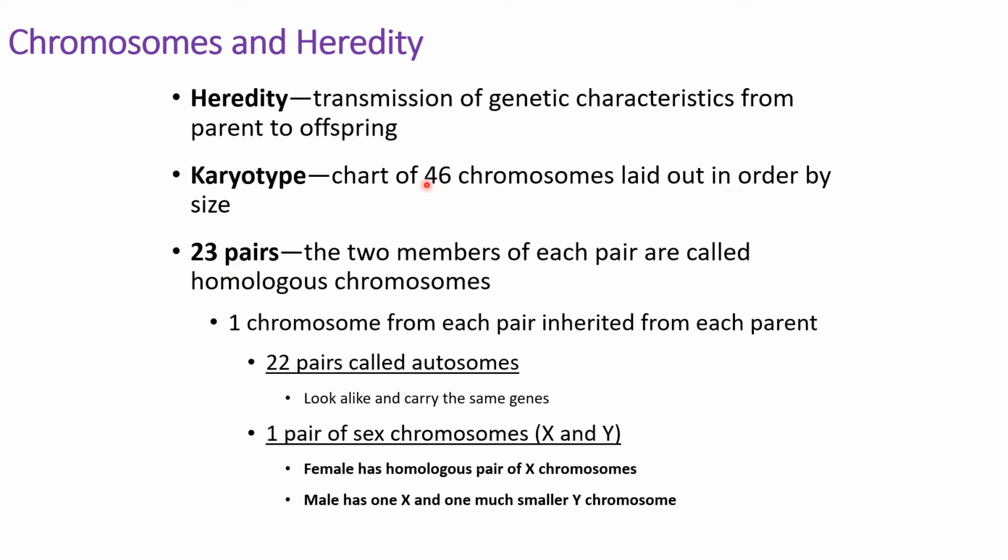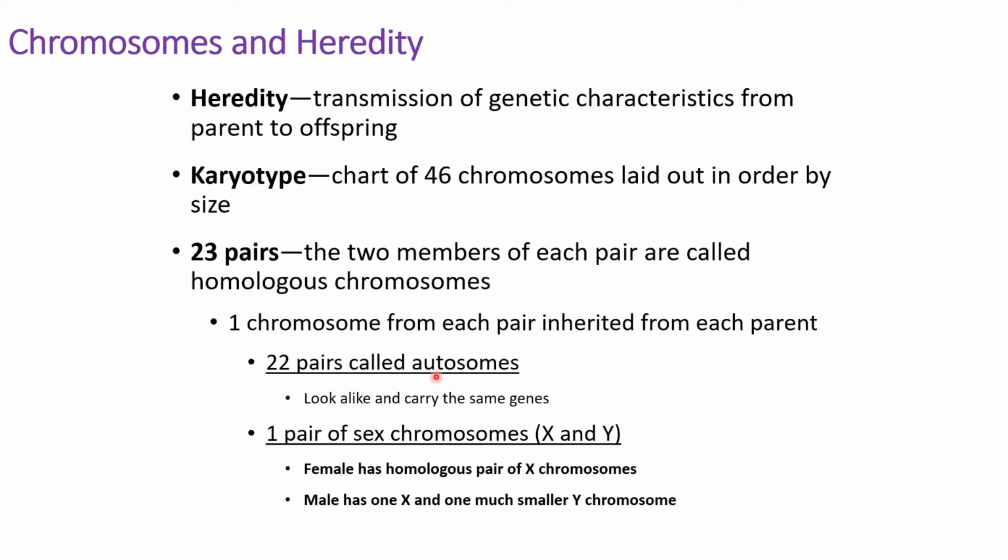Remember, 46 chromosomes means there are going to be 23 pairs. The 2 members of each pair are called homologous chromosomes. This just means we have a full chromosome. One chromosome of each pair is coming from each parent. So you get 1 chromosome from mom and a second one from dad, and that's how you're going to get your 46 chromosomes.